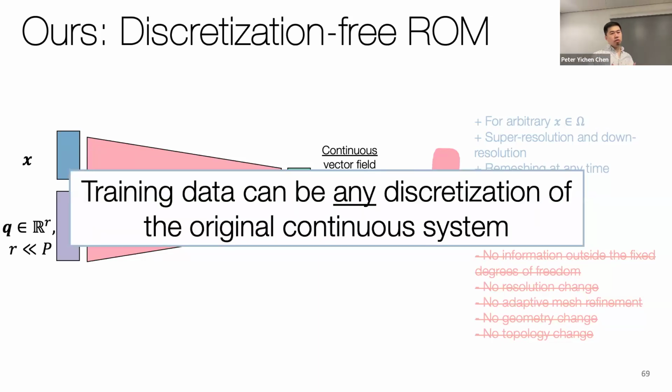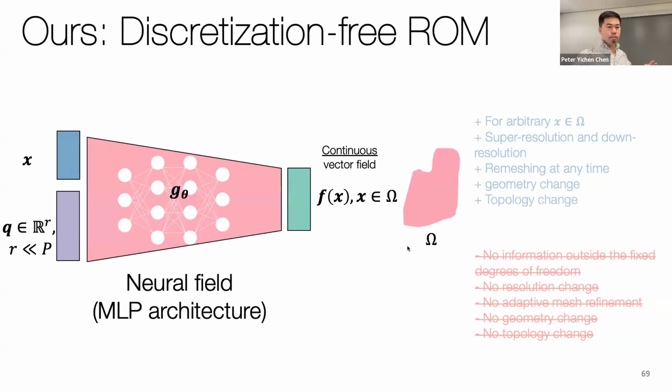And now the training data can be any discretization of the original continuous system. Let's say you want to solve the Navier-Stokes equation. You can solve it in different ways: finite element, finite volume, finite difference, or some sort of particle-based method. But it's the same equation, you're solving the Navier-Stokes equation. So this one architecture can fit any sort of discretization of that original continuous system.